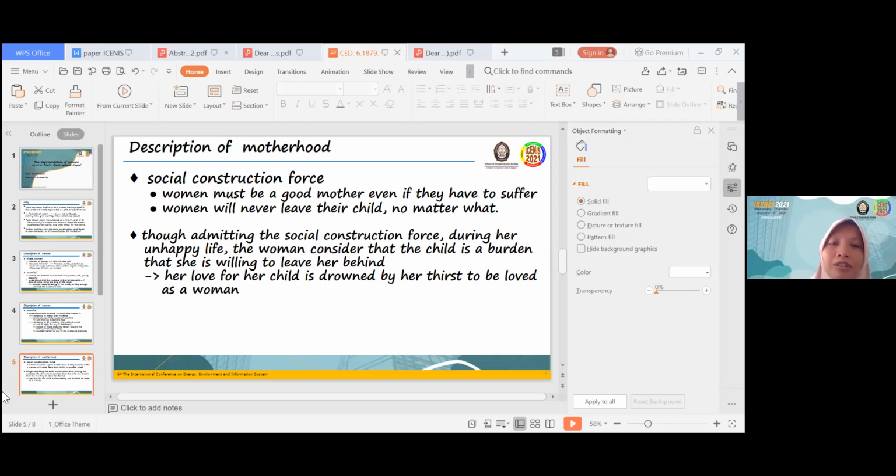In these novels, that was emphasized when they are fusing with the social constructions. This is what the social construction wants to see in women, right? Admitting the social construction's force, this is what Sri has done. She talked about this to other people, that she has to be a good mother. But during her unhappy marriage life, she considered that the child is a burden that she is willing to leave behind. Honestly, she would feel this because of her love.